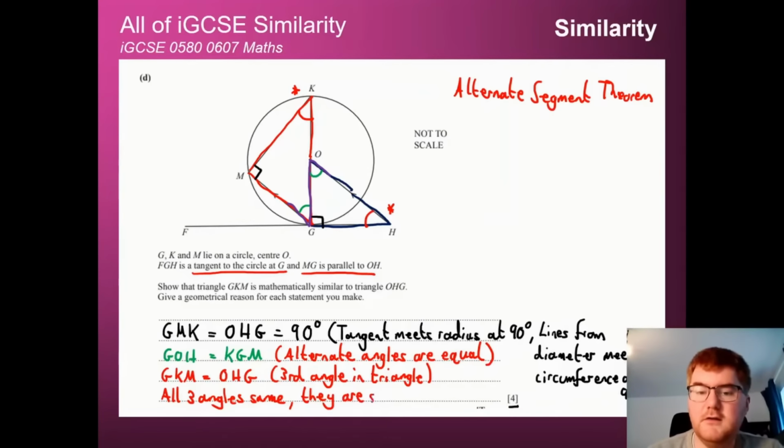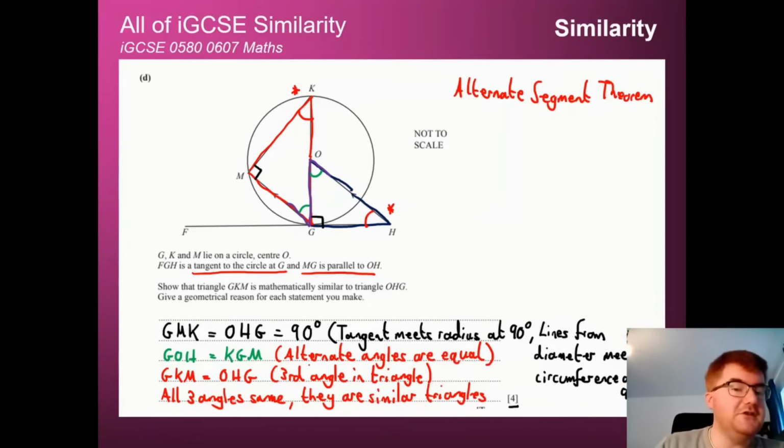Let me break that down. So the first part is showing they're 90 due to those two circle theorems, 1 mark. Then alternate angles are equal, therefore that's 2nd mark. The third angle in the triangle, therefore they're equal, and therefore some context sentence at the end saying, because all 3 angles are the same, the 2 triangles must be similar.